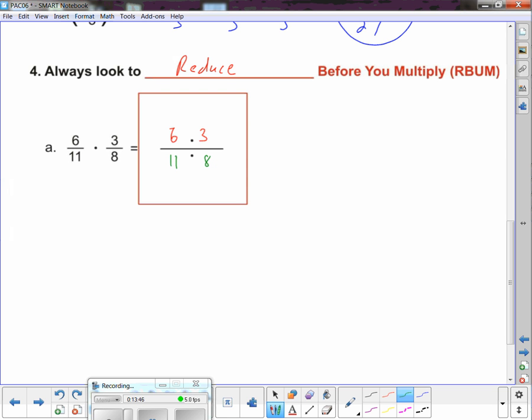All right. Now, don't do anything. Put your pencils down. Put your pens down. Here's what the bums do. The bums do this. 6 times 3 is 18, and 11 times 8 is 88. This is what the bums do. And then the bums say, 18/88, because I'm a bum.